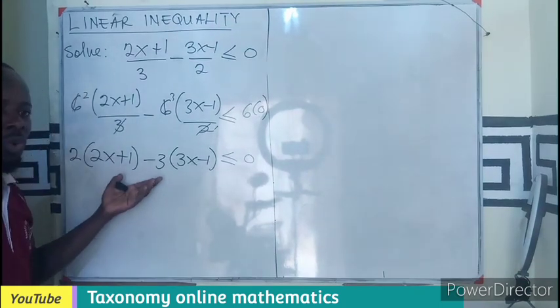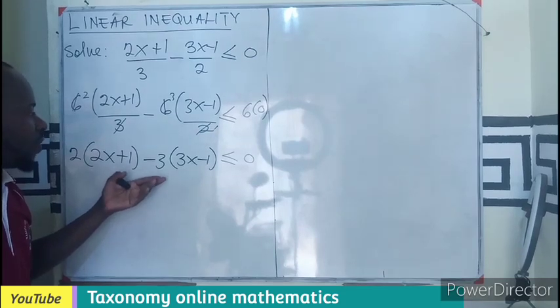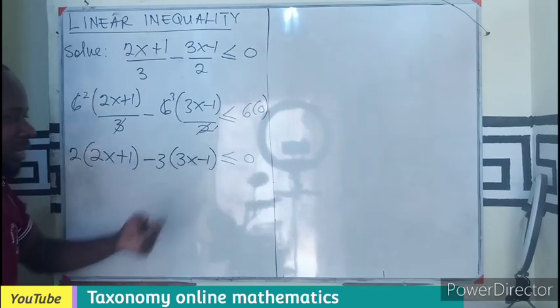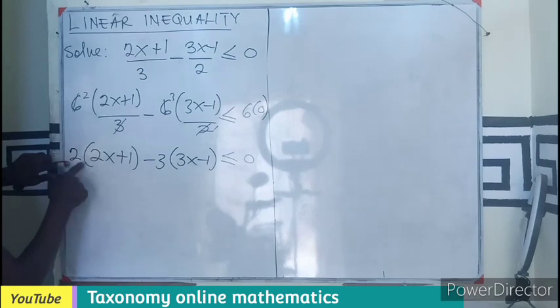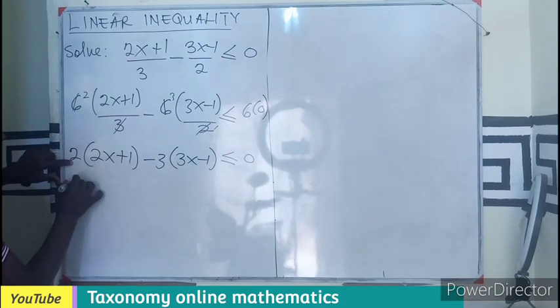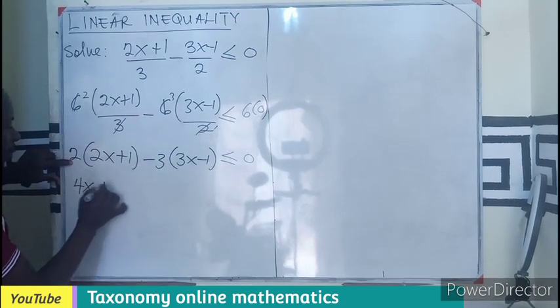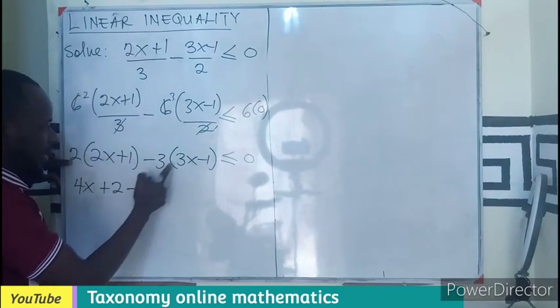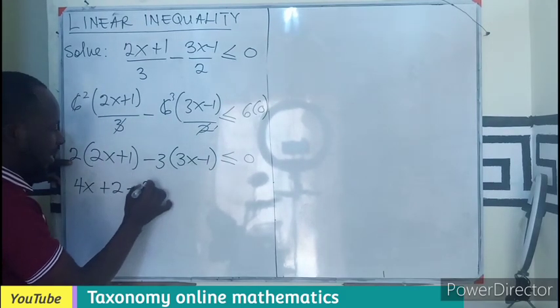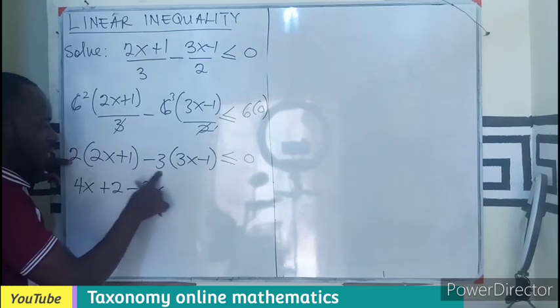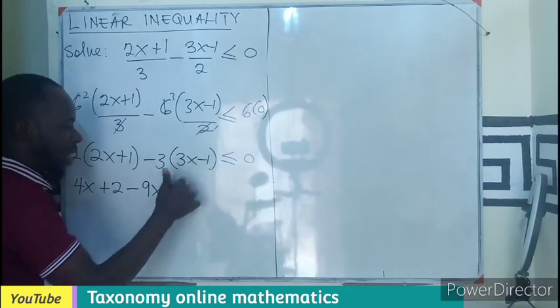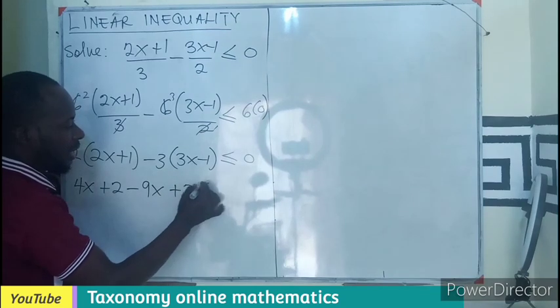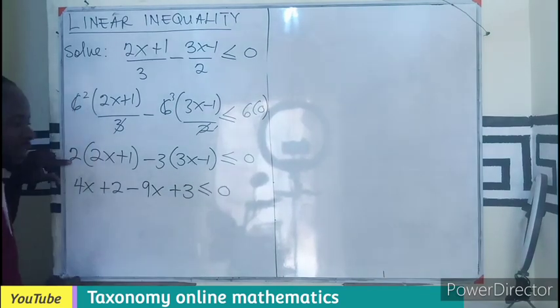So now we move into linear inequality involving brackets. So expand to remove the bracket. 2 times 2 will give us 4. Then the x will follow: 4x plus 2. Negative 3 times 3x will be negative 9x. Negative 3 times negative 1 is positive 3, less than or equal to 0.